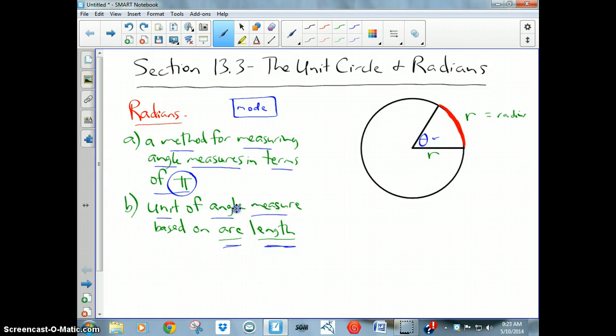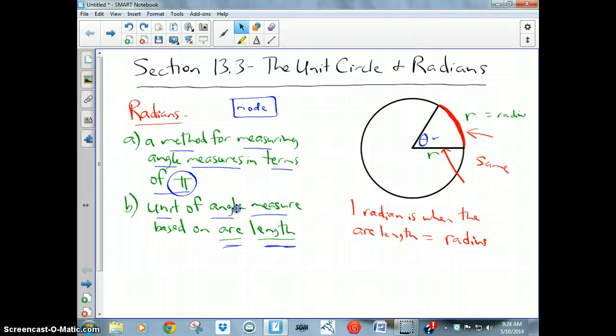Now, what is a radian? Well, very simply, 1 radian is when the arc length is equal to the radius of the circle. When these two distances, the red line distance and that black line distance, are the same, theta is equal to 1 radian. Okay? Questions? Make sure you ask.